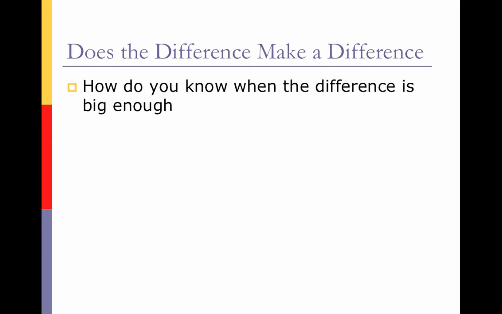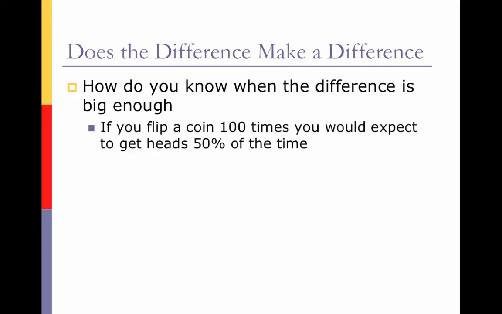So how do you know when the difference is big enough? Again, when we start testing data in the second semester, we'll be able to actually put more of a numerical value on this and actually see how you can determine if there is a difference or not. But for now, let's look at like a simple example. If you flip a coin 100 times, you would expect to get heads 50% of the time.